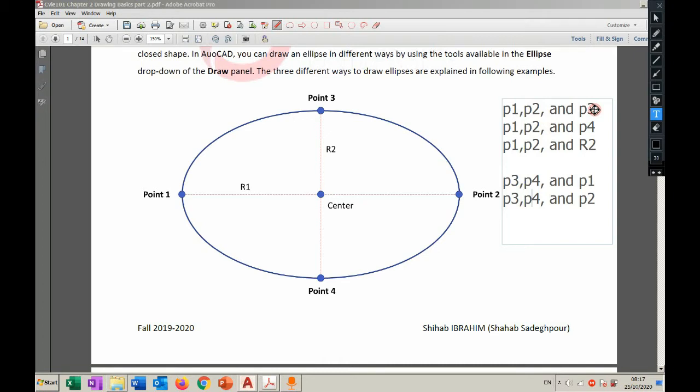When I'm using 0.3, 0.4, instead of P1 and P2, I can also use R1. So basically, with the 4 points and the 2 distances, you have around 8 possibilities to draw this ellipse if all of the information is given.